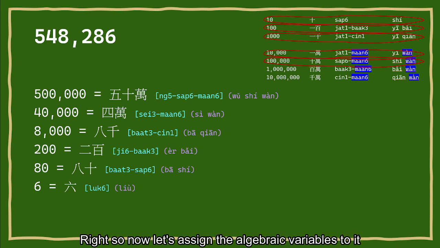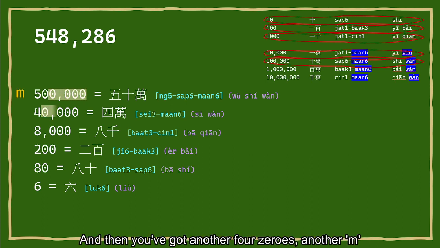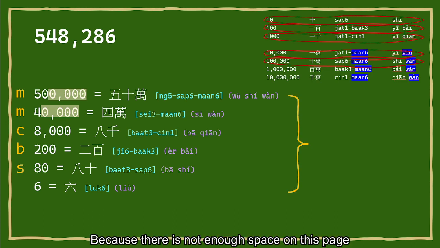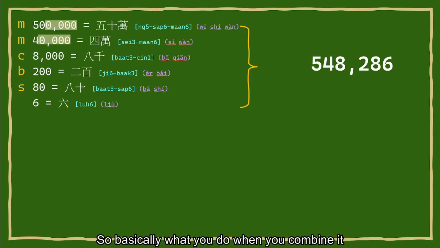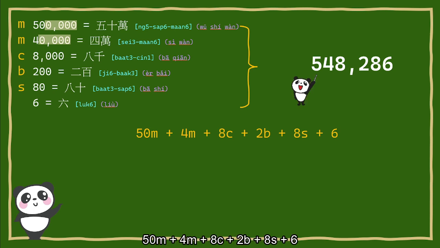Right, so now let's assign the algebraic variables to it. You've got the first 4 zeros, you've got m. And then you've got another 4 zeros, another m. And now you've got C, B, S, and then 6 is just nothing. Once again, you combine it. Because there's not enough space on this page, I'm just going to make a new page. So what you do when you combine it is just like this: 50m plus 4m plus 8c plus 2b plus 8s plus 6.